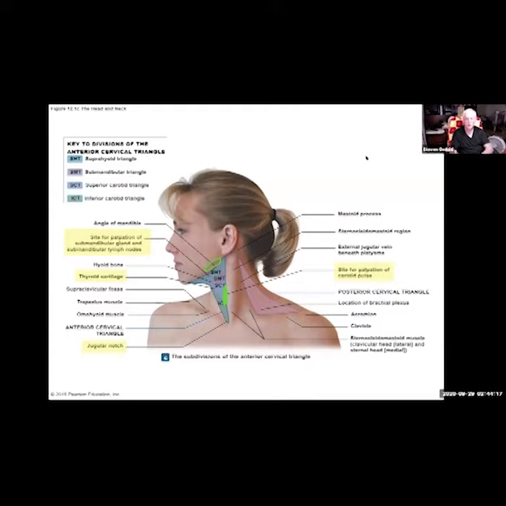You have the thyroid cartilage, which you can palpate. That's your Adam's apple. And you have the jugular notch, which is just above the manubrium of your sternum. Those are all palpable points in the anterior cervical triangle.